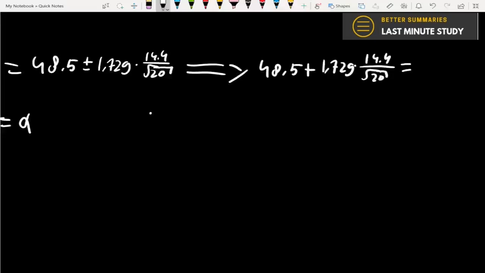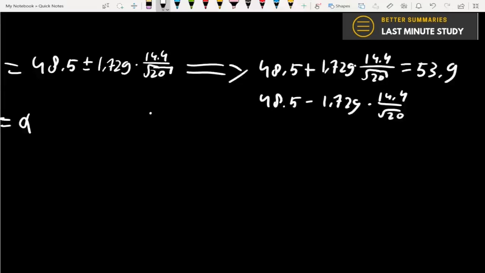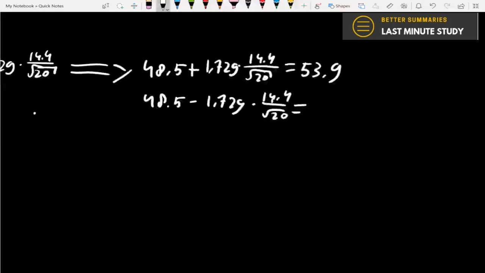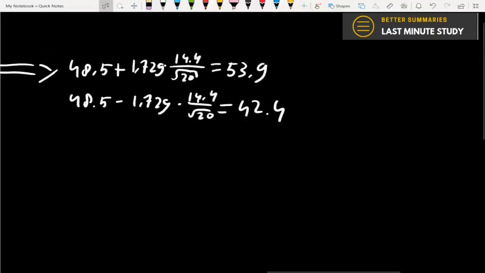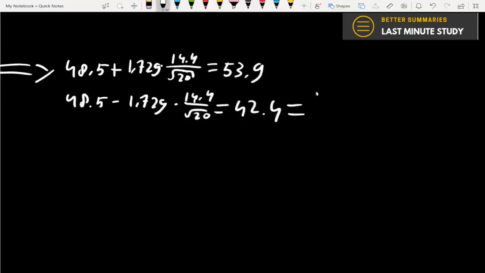This is going to be 53.9, and then 48.5 minus 1.729 times 14.4 over square root of 20. This is going to be 42.4, excuse me. So we got our lower limit and we got our upper limit.